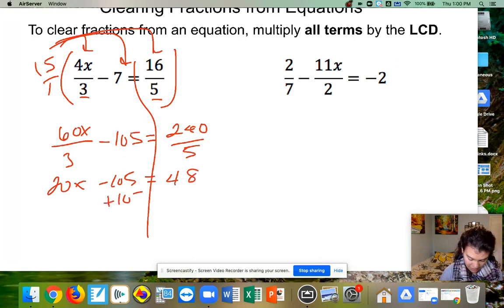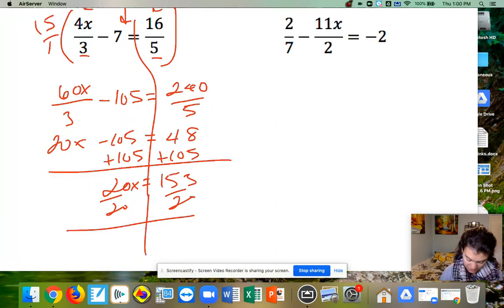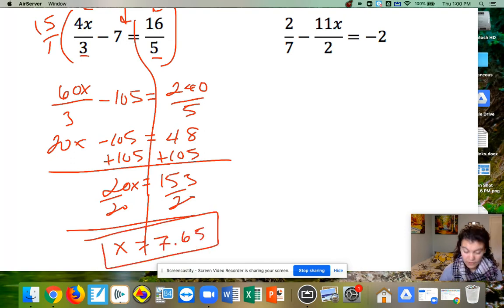So add 105 to both sides. Then 20x equals 153. Divide by 20. And then here, if you want a decimal answer, you're going to get 7.65. So if you're doing Math Excel or something else, make sure you're looking to figure out what it is asking. Does it want a decimal answer, or does it want you to leave it as a fraction? So leave it as 153 over 20.